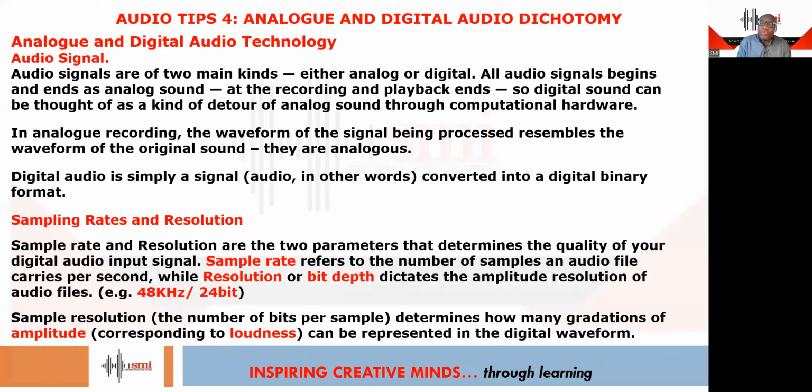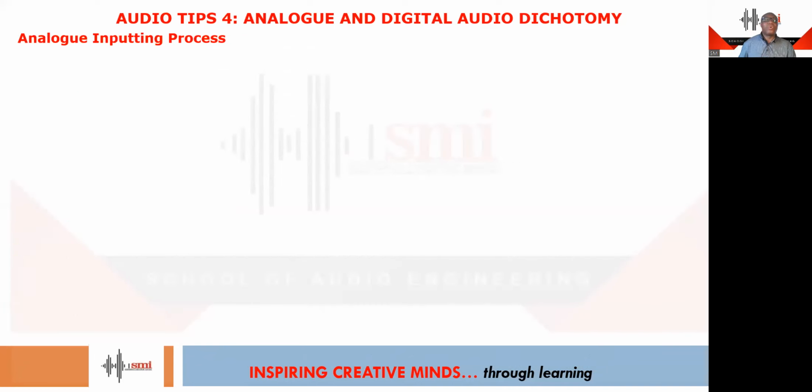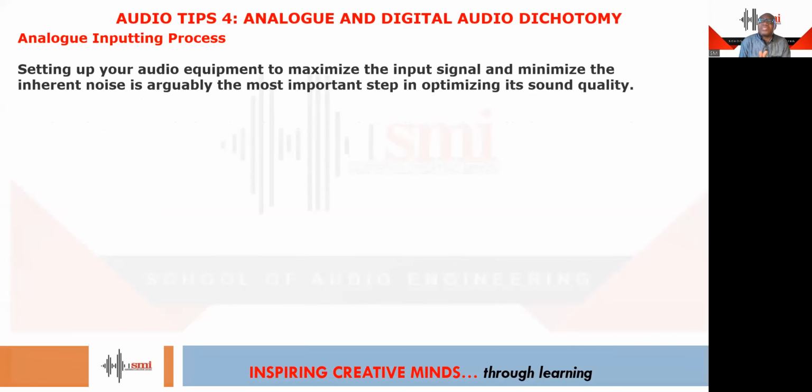So sample resolution, that is the number of bits per sample, determines how many gradations of amplitude, that is the level corresponding to loudness, can be represented in a digital format. That is the reason why those two parameters are very, very important. And those two parameters determine how qualitative your digital mixer or your digital devices are. Now, let us look at how analog devices determine the quality of their input at the inputting process.